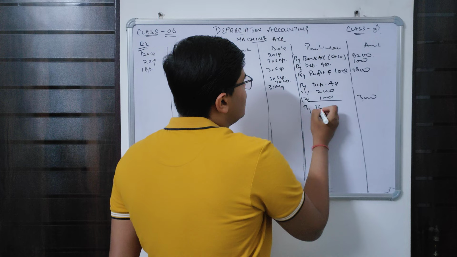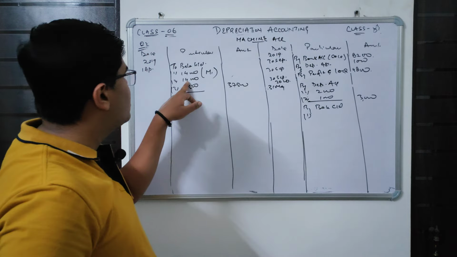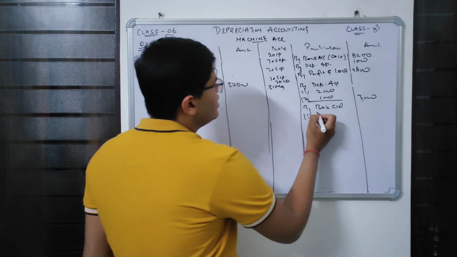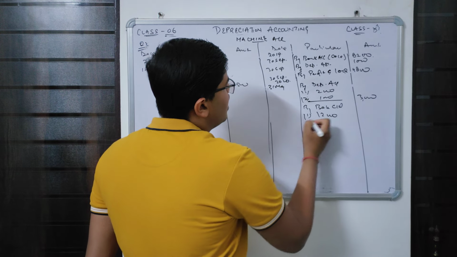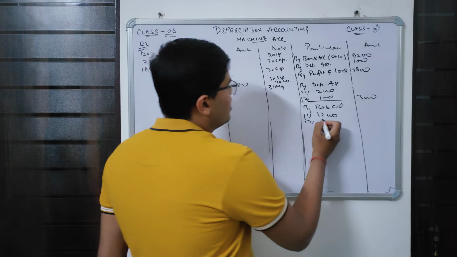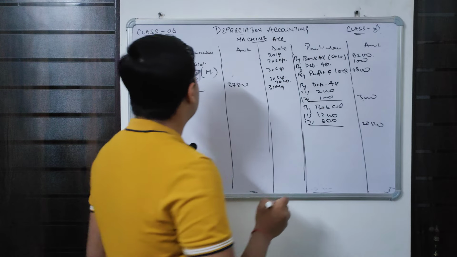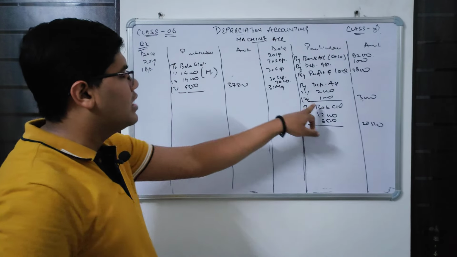Now by balance carried down. So the balance carried down will be 14,000 minus 2,000, 12,000, and 9,500 minus 1,000 is 8,500. So we get 20,500.